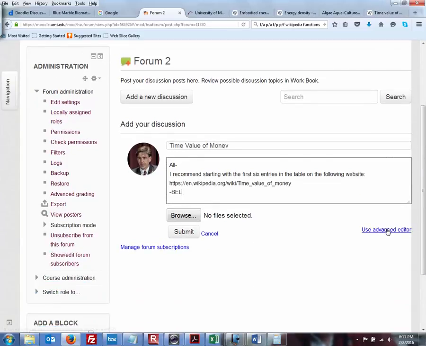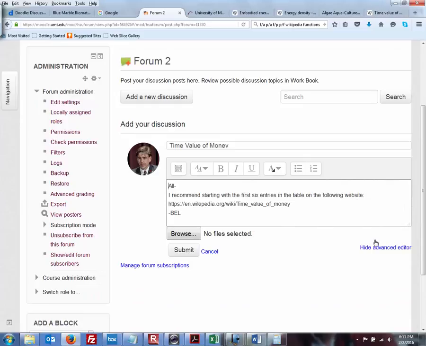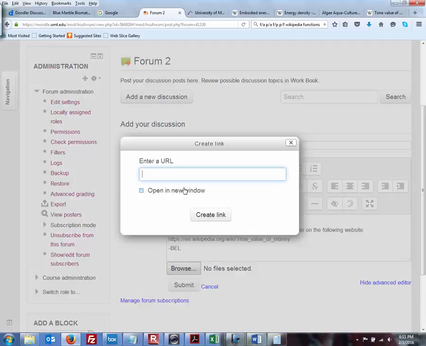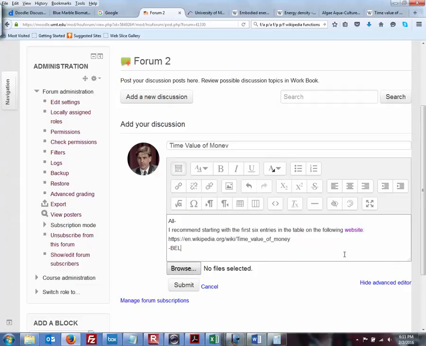Oh, I might be able to do this. He's advanced editor. Okay. Oops, no. Show more buttons, please. I want some more buttons. Link. Oh yeah, look at that. So you can paste that in or just click there and it'll take you back out to that wiki. Cool.